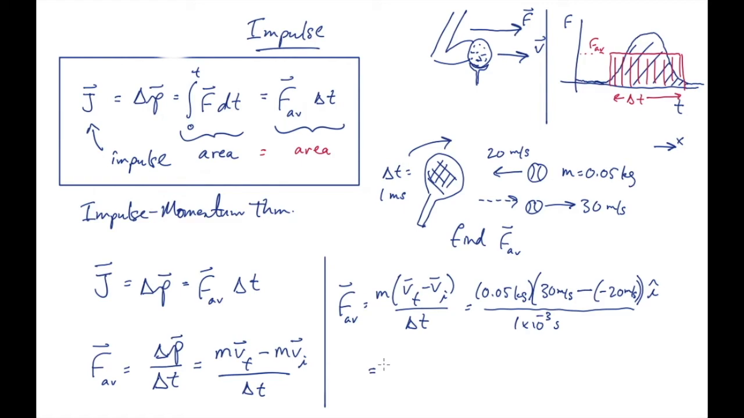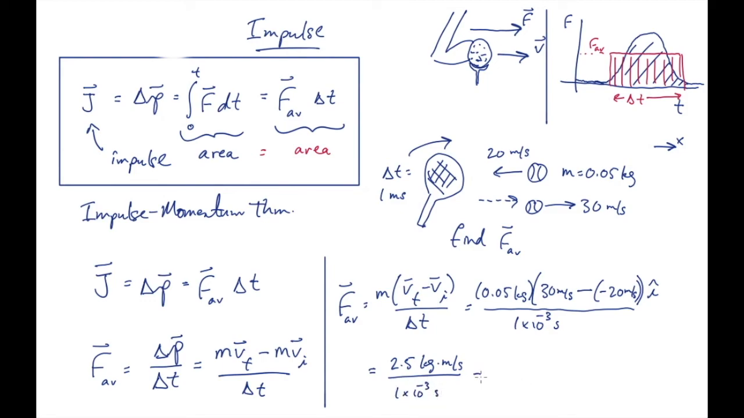We can probably calculate this in our head without calculators. This is a difference of 50 meters per second. The ball was going this way at 20, it came out at 30, so the change in the velocity was 50 meters per second. Watch for that. That comes from the direction. 50 meters per second times 0.05 kilograms gives us a momentum change of 2.5 kilogram meter per second. And we divide that by the contact time, 1 millisecond.